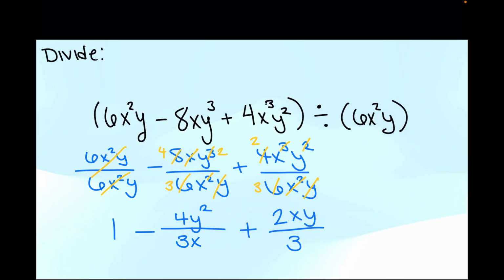Third term, 4 over 6, that has a common factor of 2, so we can reduce that to 2 over 3. X to the third over x squared, common factor of x squared, I cancel that out of the bottom. If I take 2 away from 3, there's 1x left on the top. Y squared over y, we can cancel y out of the top and bottom. That leaves me with 1y on the top. So for my third term, we are left with 2xy on the top and just a 3 on the bottom.